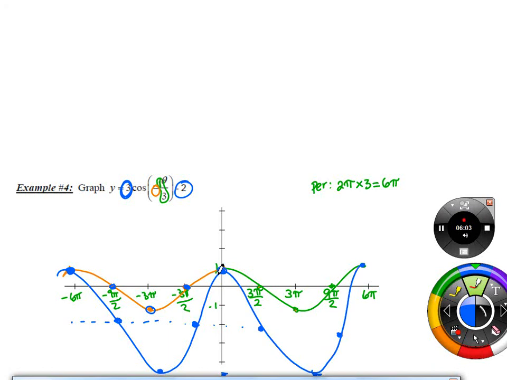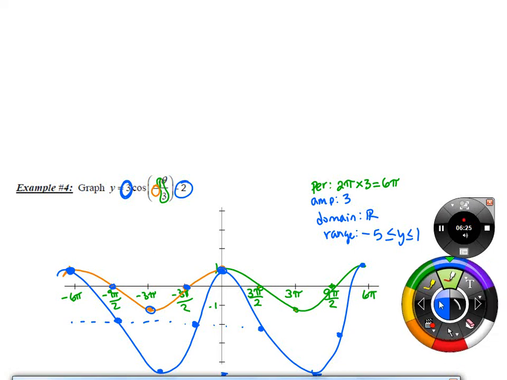Okay. So our period was 6 pi. Our amplitude is 3. Our domain is all real numbers. And our range is from -5 to 1. Okay? So these are extra examples to help you graph based on what we did in class. And so then what we'll be working on is the homework that goes with this and asks you to graph sine and cosine functions specifically.